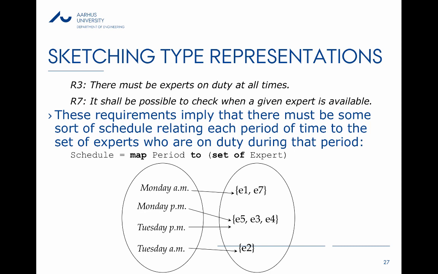So it could look like this. Let's say we had two shifts, one for the morning, one for the afternoon. Then for Monday morning it could be E1, E7, and for Tuesday afternoon it could be these three experts, and the same would hold for Monday afternoon. So they would come both afternoons, but some other people would be there on Monday and Tuesday morning.